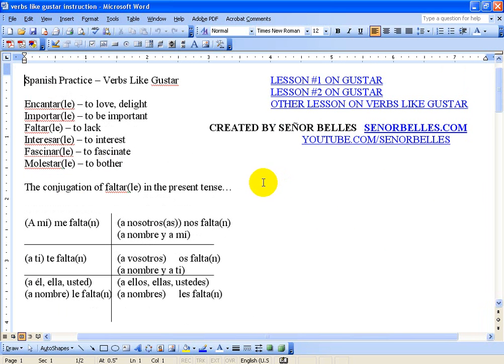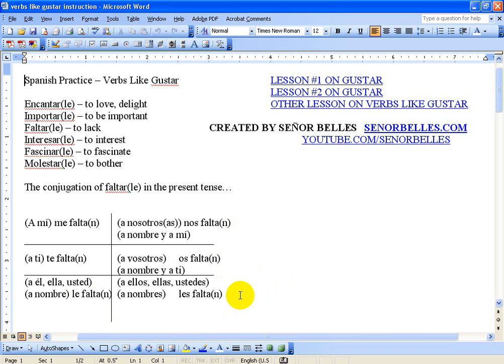So just to give you an idea of how these verbs conjugate in the present tense, I conjugated the verb faltar, which is a regular AR verb in the present tense. But it doesn't conjugate like hablar would because it works differently. So just to give you an idea of it, over here we have me falta, te falta, le falta, nos falta, os falta, and les falta.